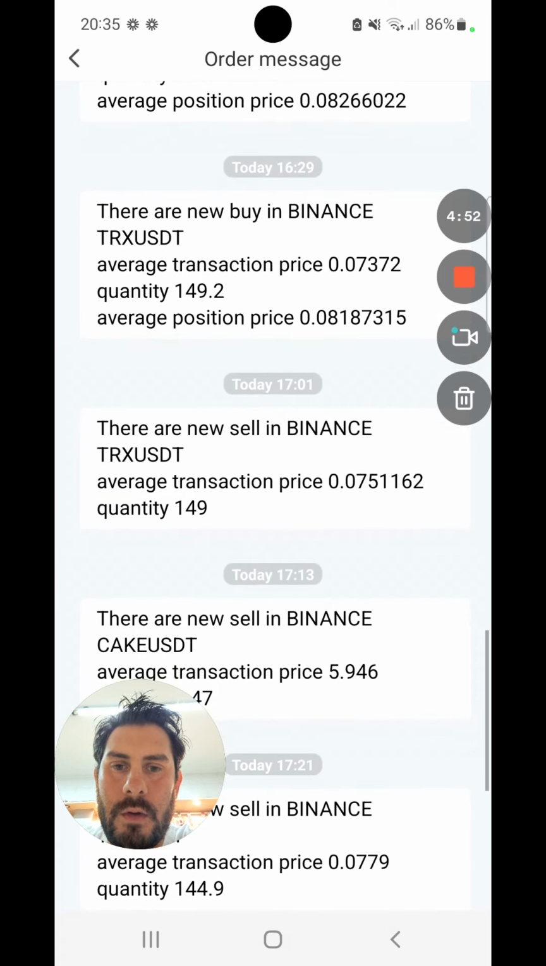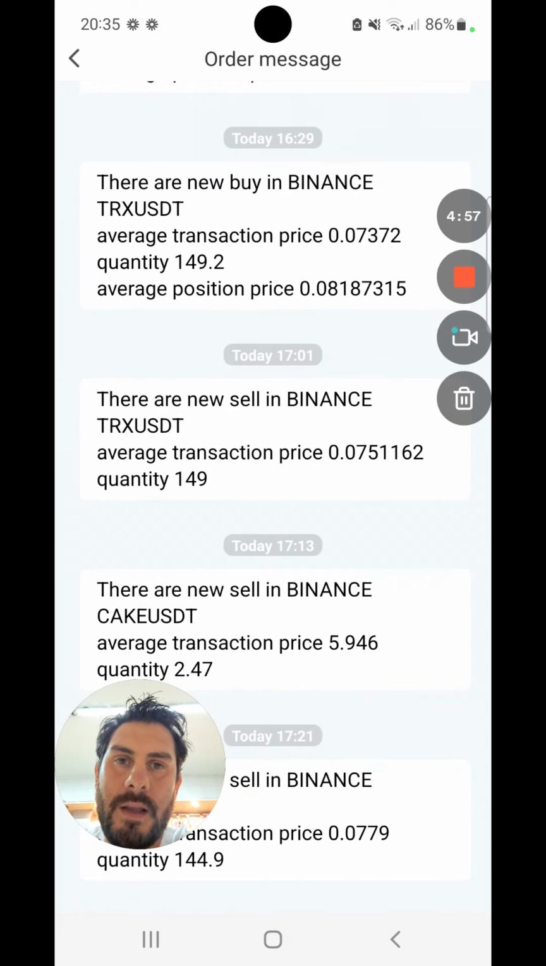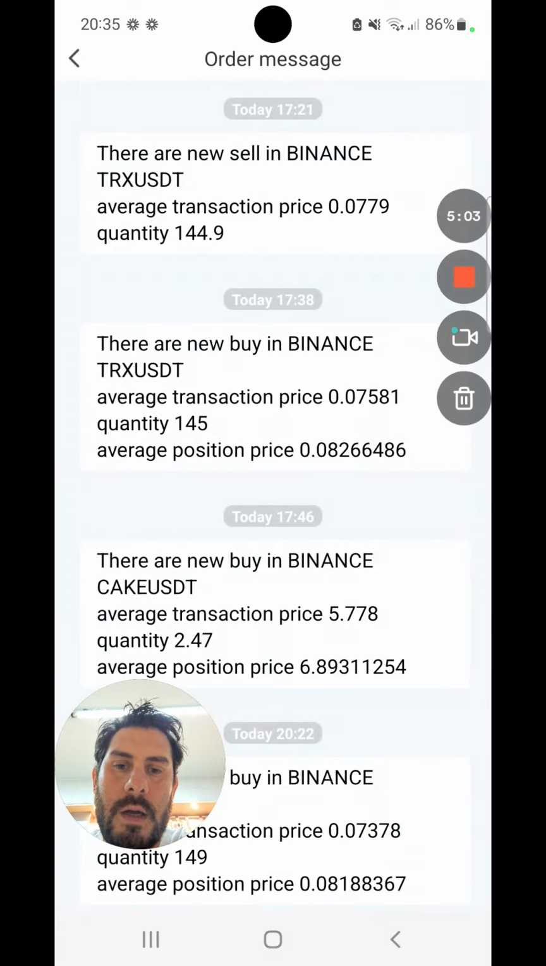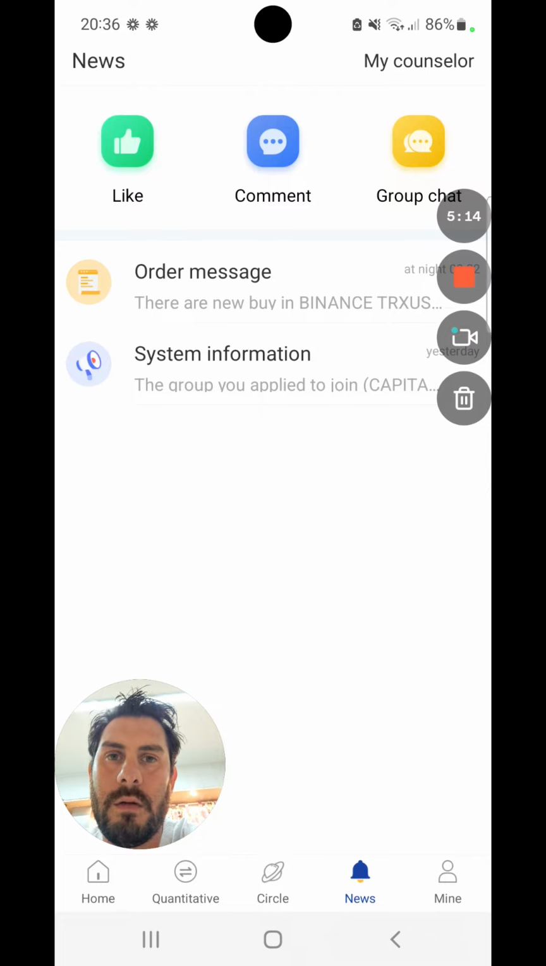And if we continue, it's saying there's a new sell in Binance. So every time that it's saying sell, you will get profit. Right now I'm waiting for the market for cake to go up. I think that it will happen maybe in the next week, once Bitcoin is stable. Once Bitcoin is stable and goes back to 35 to 40, cake will also go up. And in that moment, the robot will automatically sell all my cake and make profit.